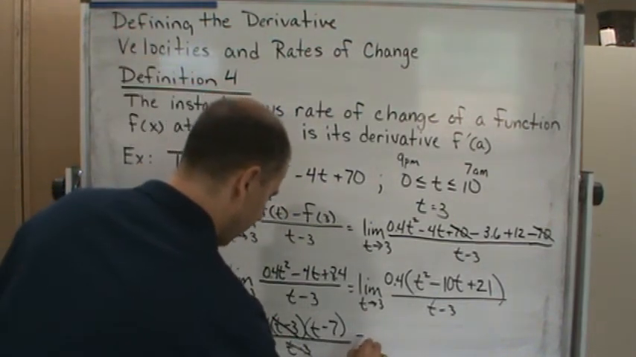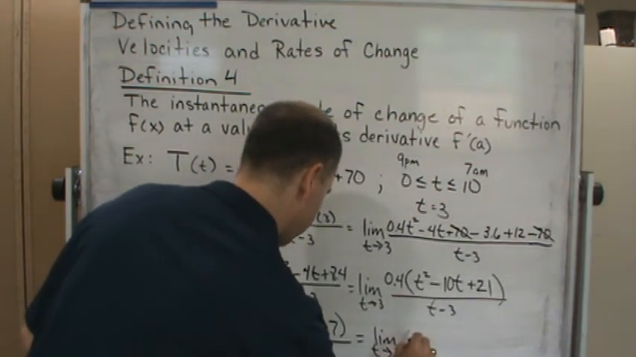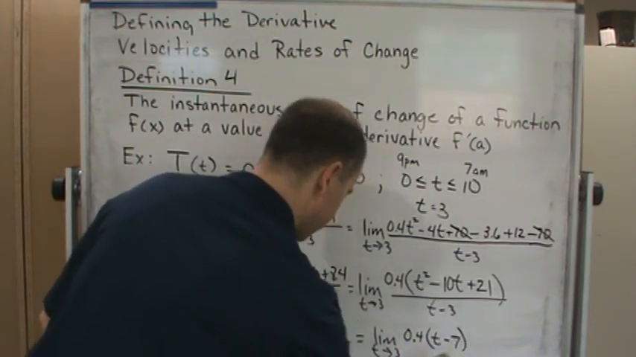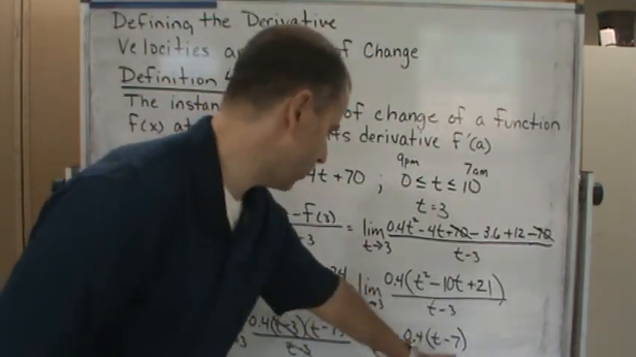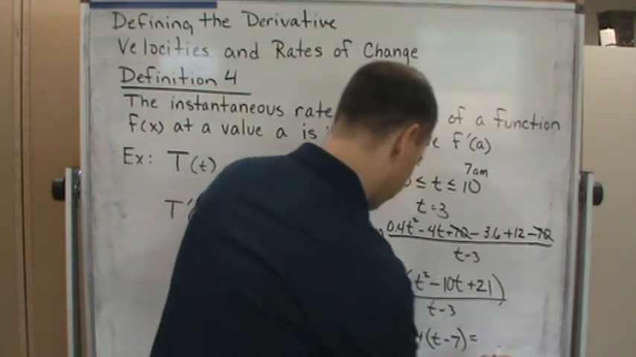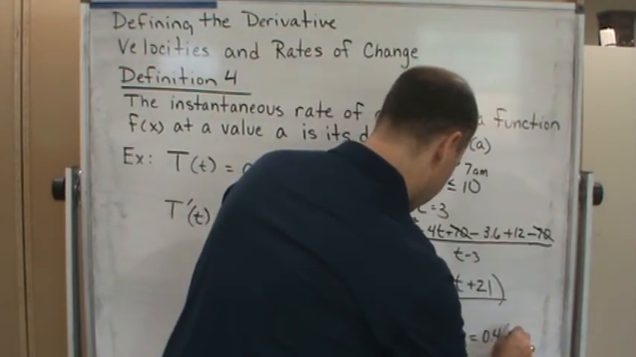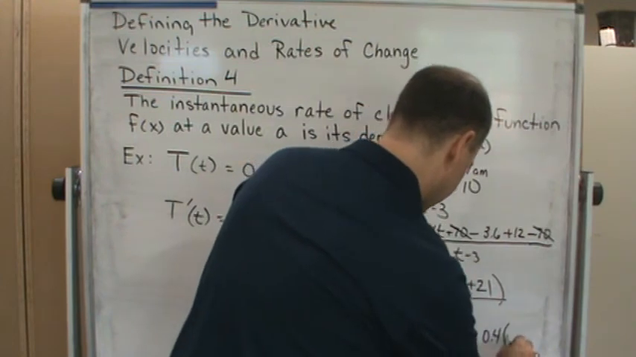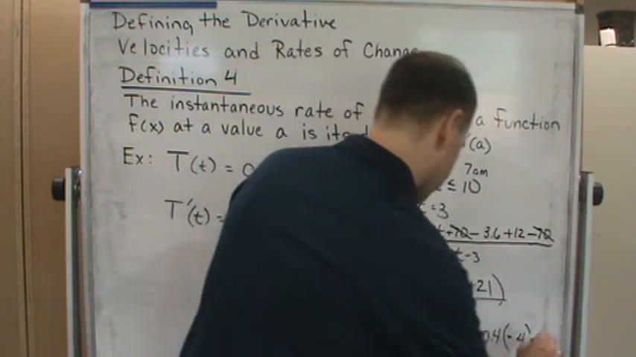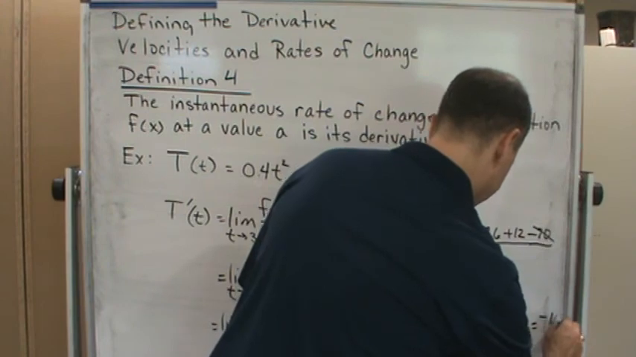These cancel, and I get the limit as t approaches 3 of 0.4 times t minus 7. Of course, this is continuous, so we can use our properties of limits and just evaluate this at 3. This is going to be 0.4 times negative 4, so it's going to be negative 1.6.